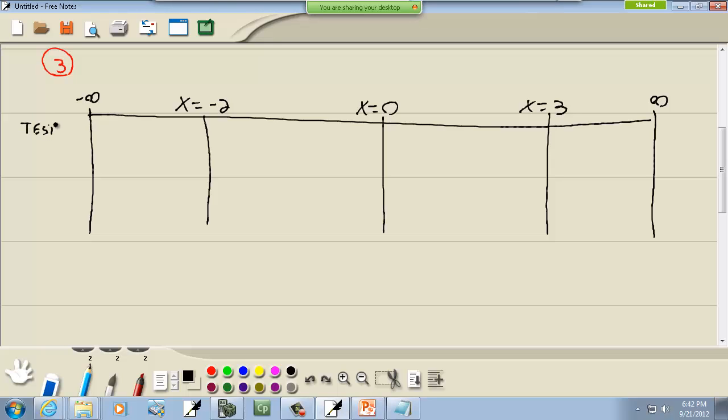We want to pick test cases. So again, we're going to pick an x value between negative infinity and negative 2. Well, negative 3 would be a good one. And here we want to choose a test case between negative 2 and 0. Negative 1 would be a good one. Here we want to choose one between 0 and 3. 1. And here we want to choose one between 3 and infinity. Maybe 4.